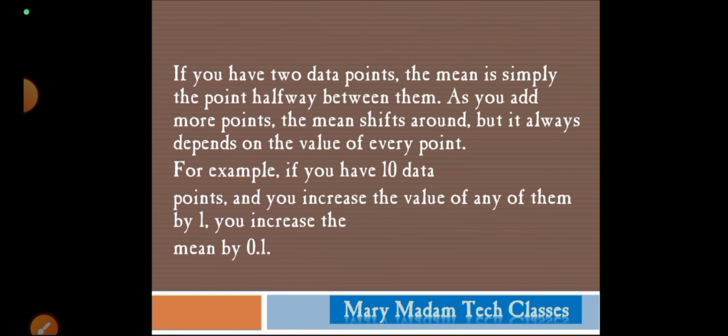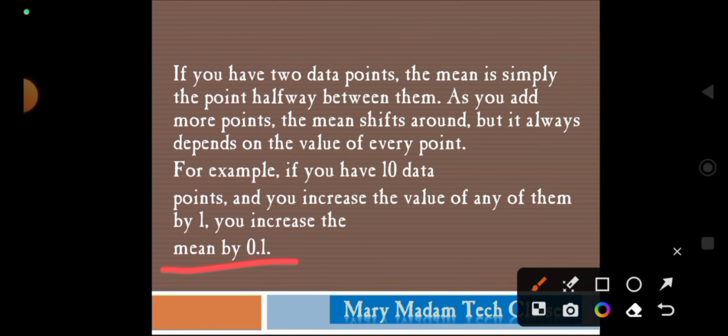If you have two data points, the mean is simply the point halfway between them. As you add more points, the mean shifts around, but it always depends on the value of every point. For example, if you have 10 data points and you increase the value of any of them by 1, you increase the mean by 0.1.